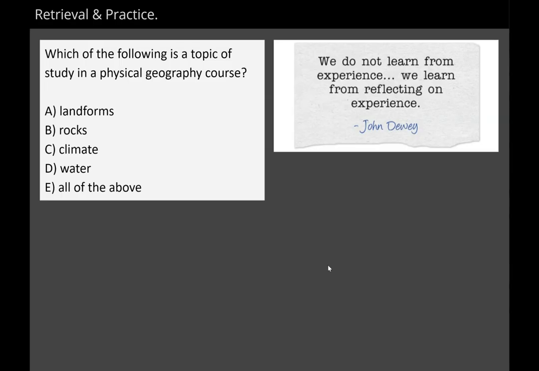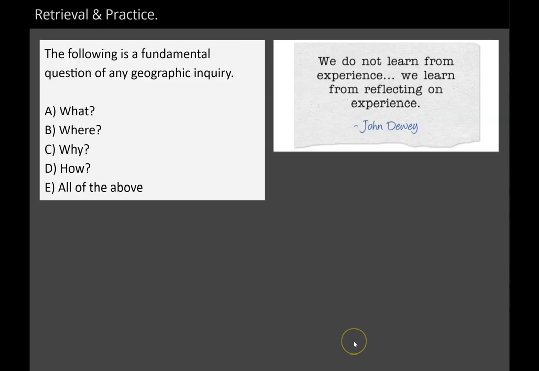One more multiple choice question. The following is a fundamental question in any geographic inquiry. Take a look at the answer options and decide which one is the best answer choice. I'll give you a few seconds.